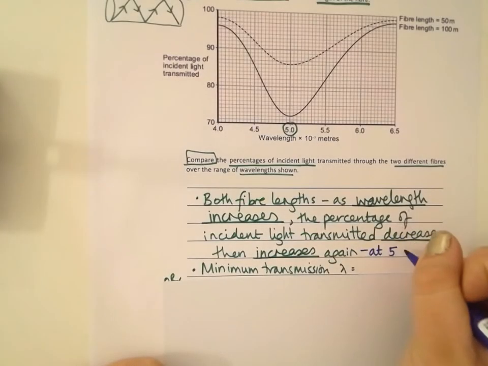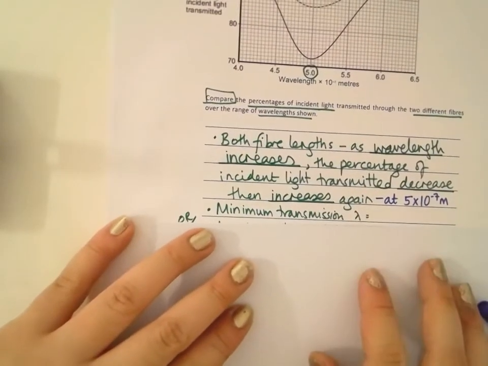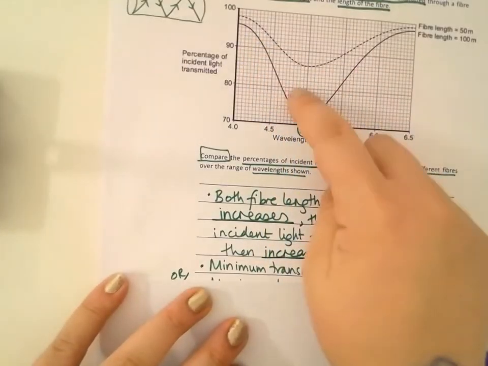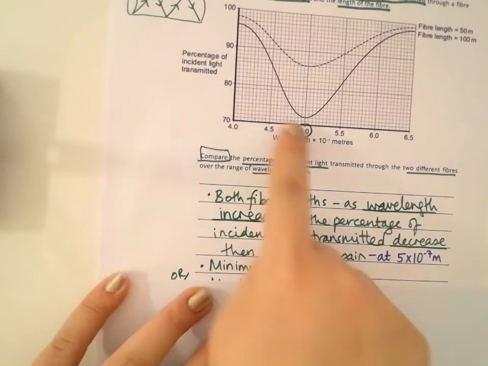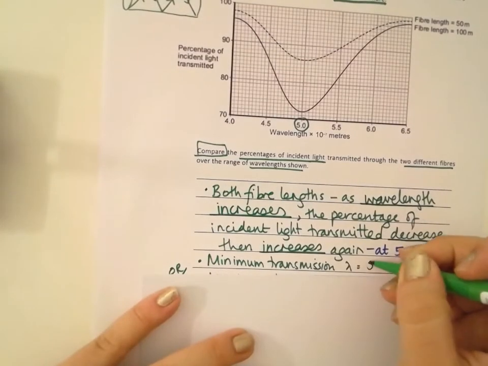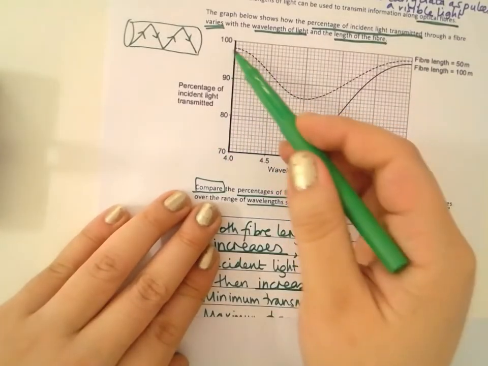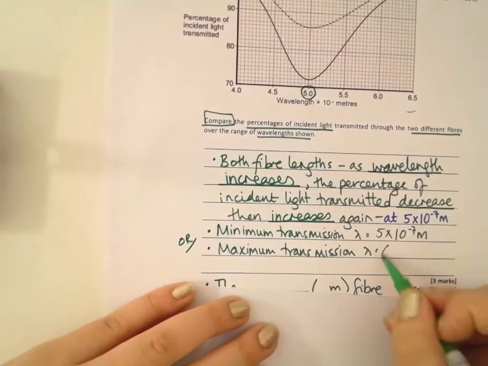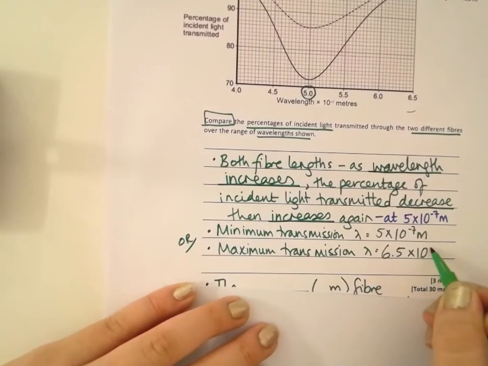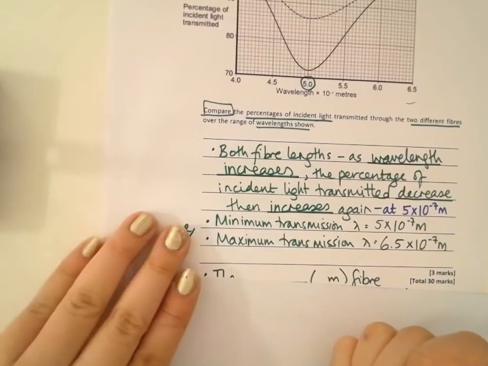What you can say specifically is that at 5 times 10 to the power of negative 7 meters we should add the minimum transmission. So for both of them, the minimum light transmitted is at 5 times 10 to the power of negative 7 meters. But the maximum transmission, the highest, if we look across, is about 6.5 times 10 to the negative 7 meters. And it's either or, you can add that for that second mark.